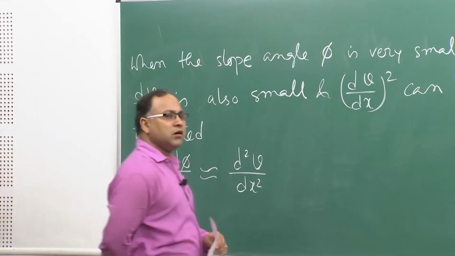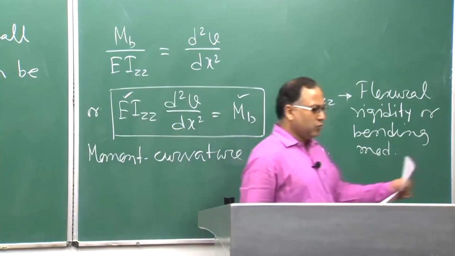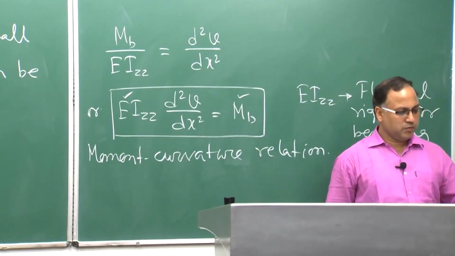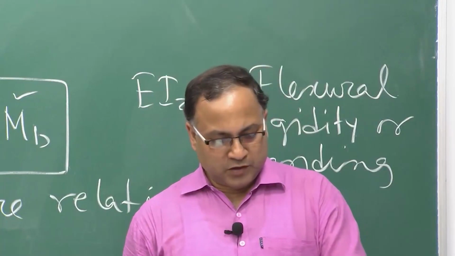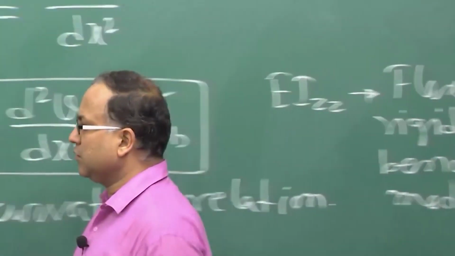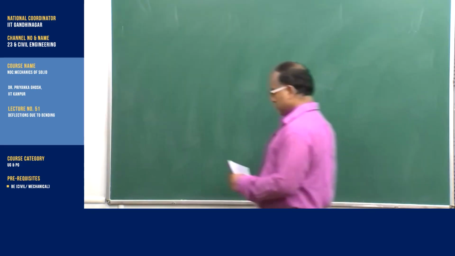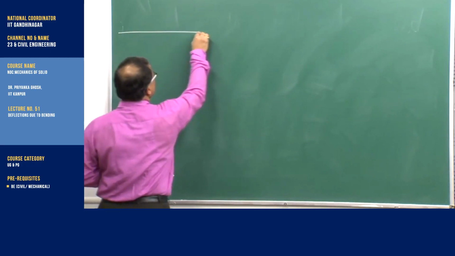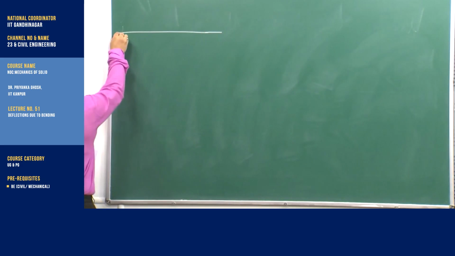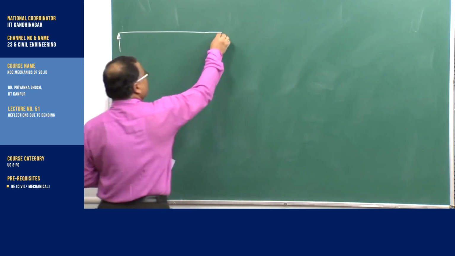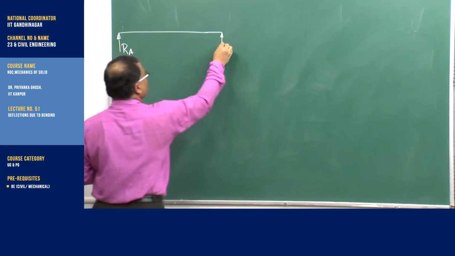Now, let us take one numerical problem or example, so that you understand how we can solve this kind of problem. You will appreciate how we can find the deflection from the moment curvature. The problem is very simple, so we understand this in a better way. You have a simply supported beam, with reactions RA and RB.